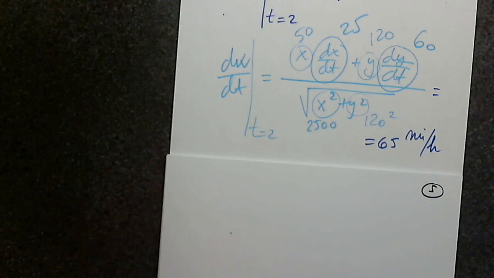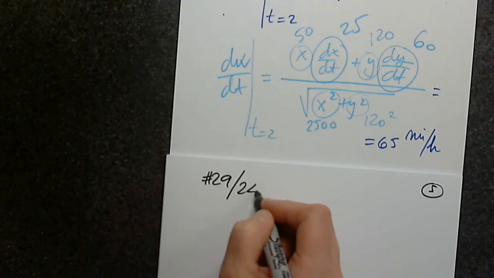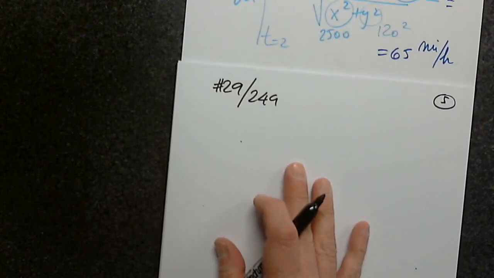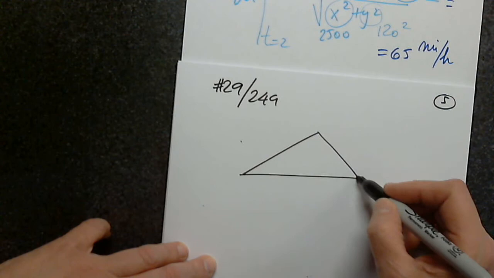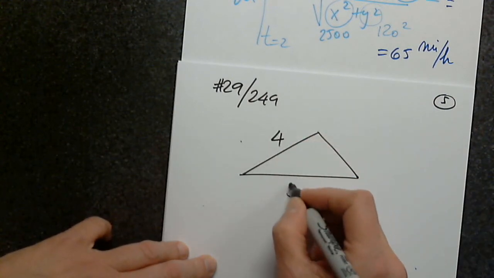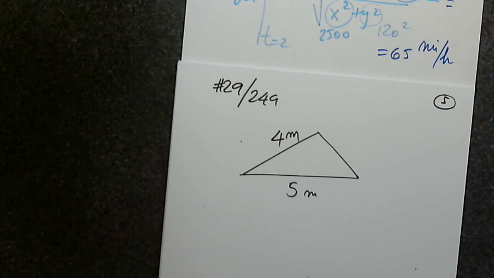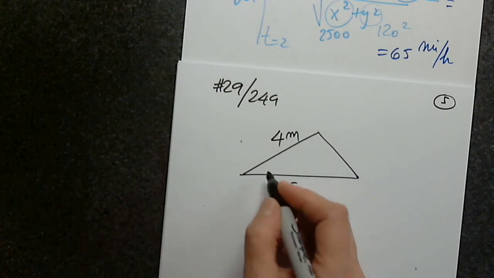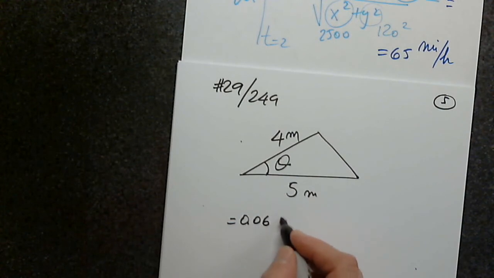So what problem is this? 29. Page 249. So we have a triangle. We are given two sides of a triangle and the angle between them. I'm going to call it theta. And we are given 0.06 radians per second.